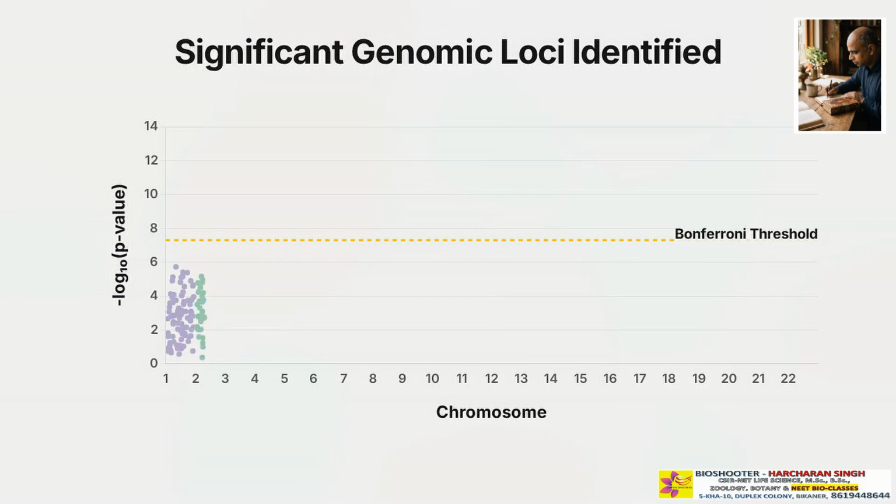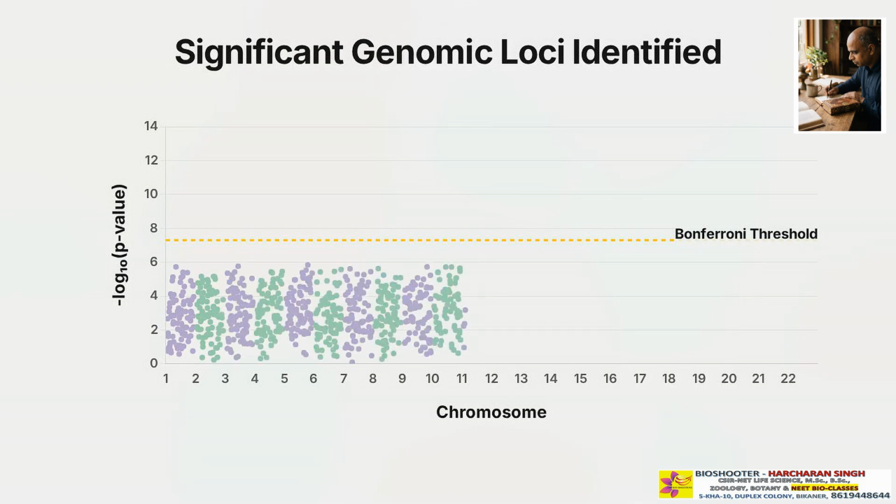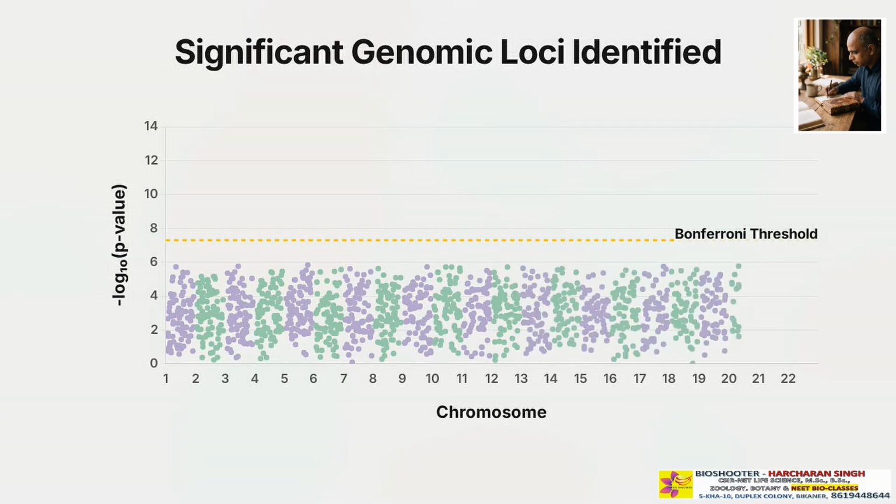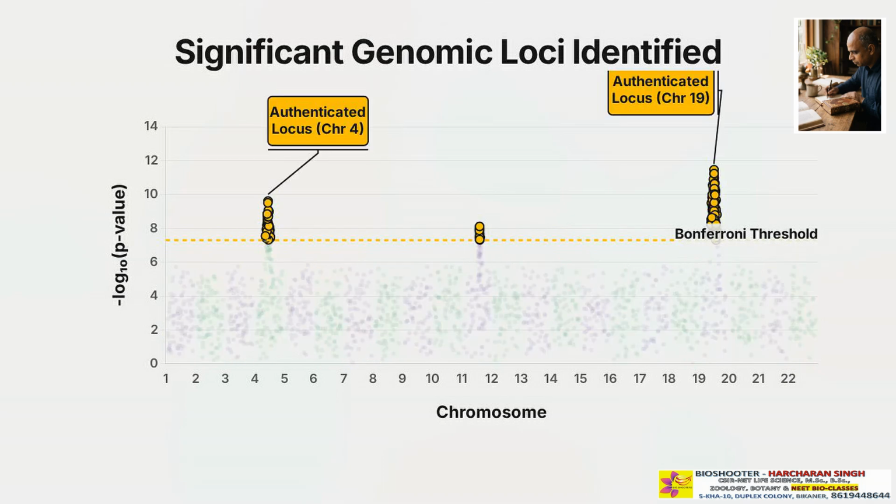That hyper-strict Bonferroni adjustment we calculated earlier forms a horizontal line right at 7.3. The highly significant genetic associations rise above it, clustering densely together like skyscrapers. Peaks rising above this threshold represent authenticated genomic loci. These signals identify the specific chromosomal regions associated with the trait, narrowing our search from millions of possibilities to a handful of high-confidence markers.